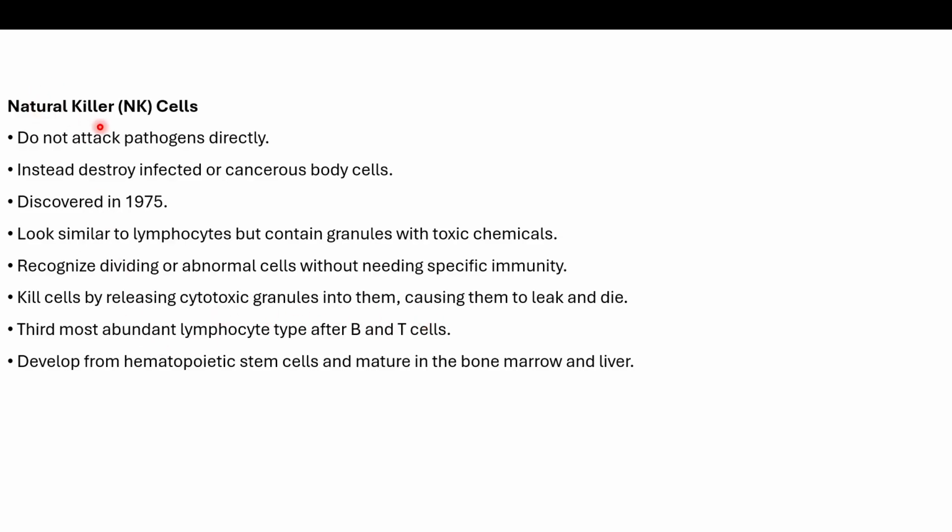If we talk about the abundance of natural killer cells, they are the third most abundant lymphocyte after B and T cells. The source of natural killer cells are hematopoietic stem cells, and eventually these cells mature in the bone marrow and liver.